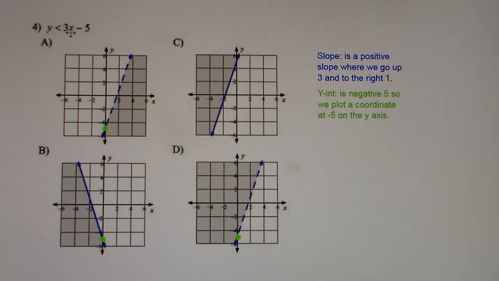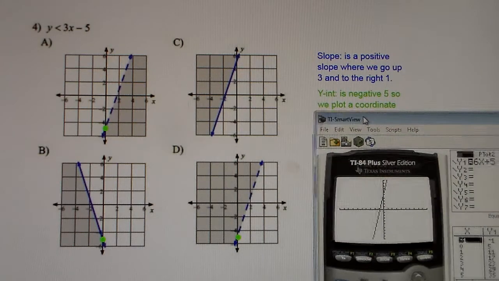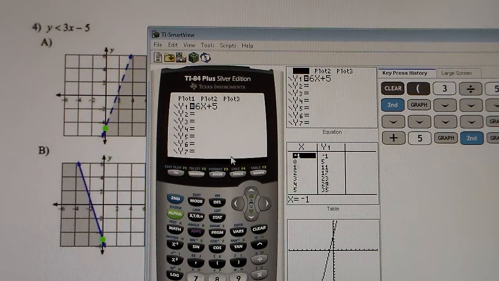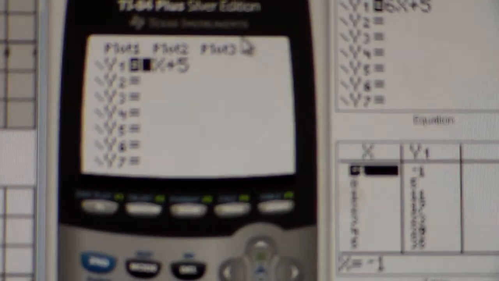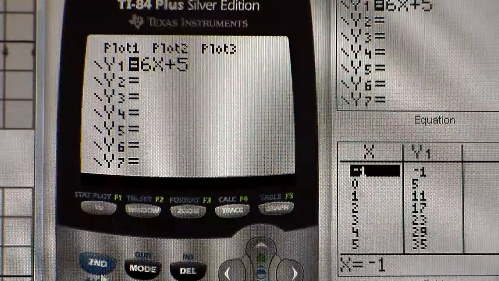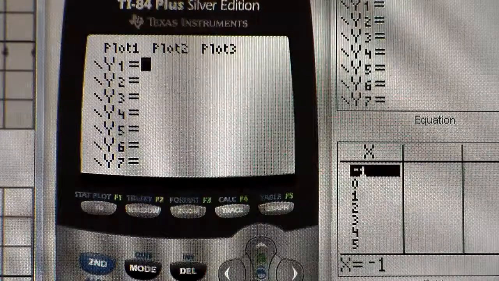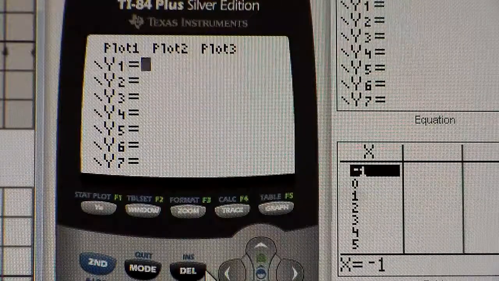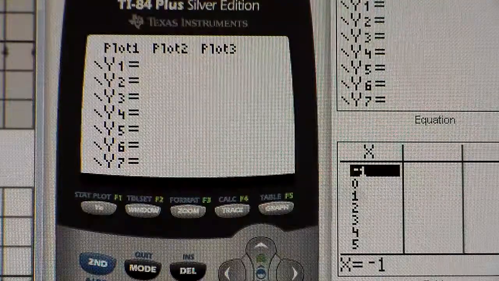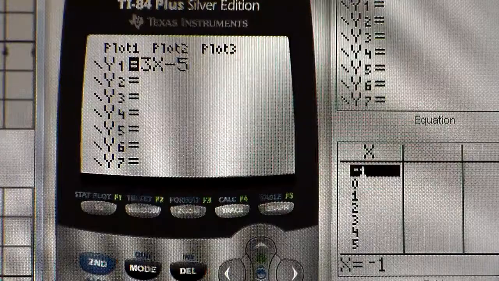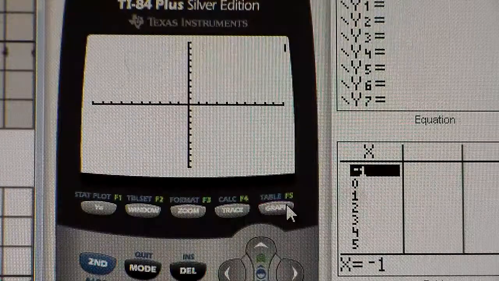Here's number 4. Y is less than 3x minus 5. So we're going to type that into our graphing calculator. So I'll bring that up, make it nice and big. I'm going to hit the Y equals button to get to our Y equals screen. We're going to clear that screen by hitting the clear button below the arrow keys. And we're going to type in 3x minus 5. We hit the graph button to get the graph.